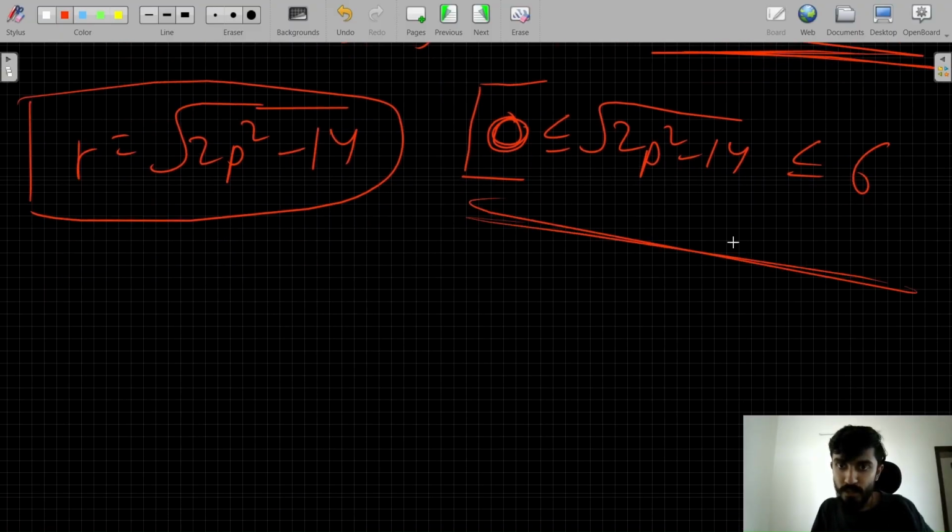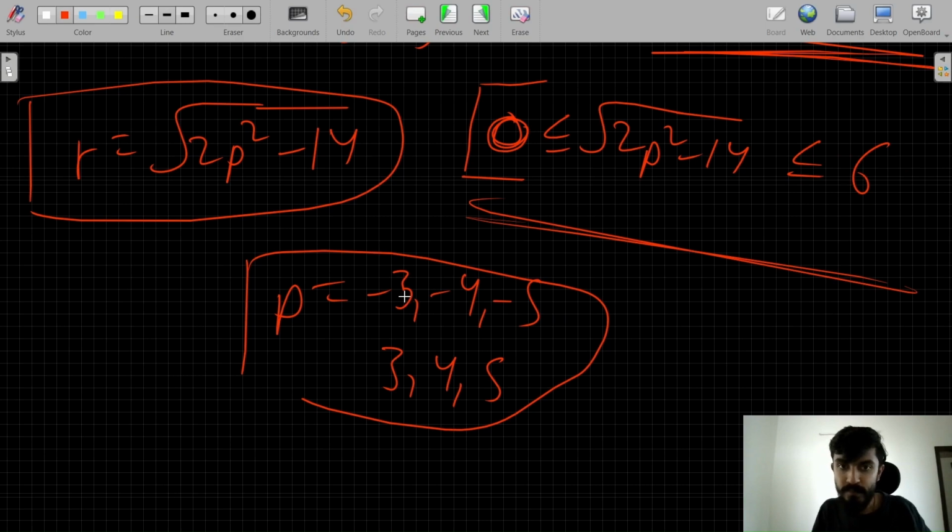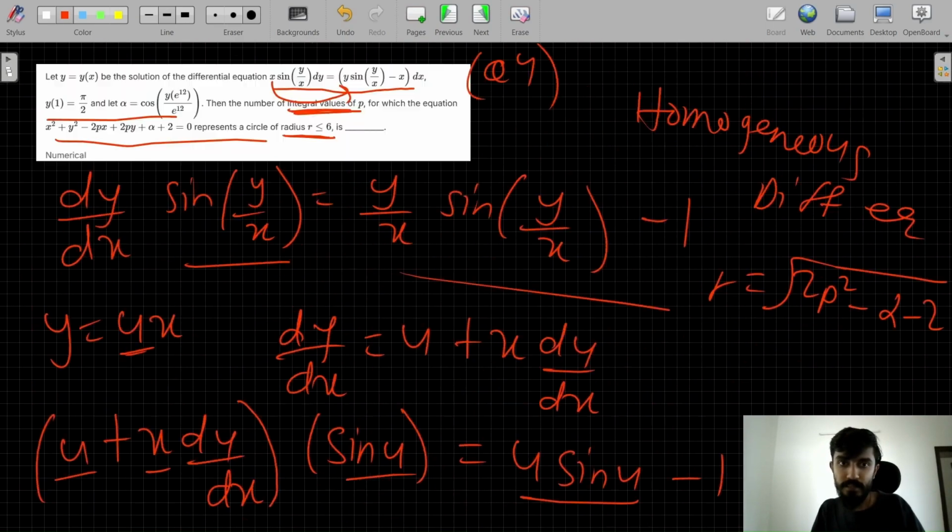Now, on solving this inequality, the values of p we get are minus 3, minus 4, minus 5, and 3, 4, 5. Integers are required. Since we have a square value, both positive and negative values would give the same answer. Hence the answer is 6.